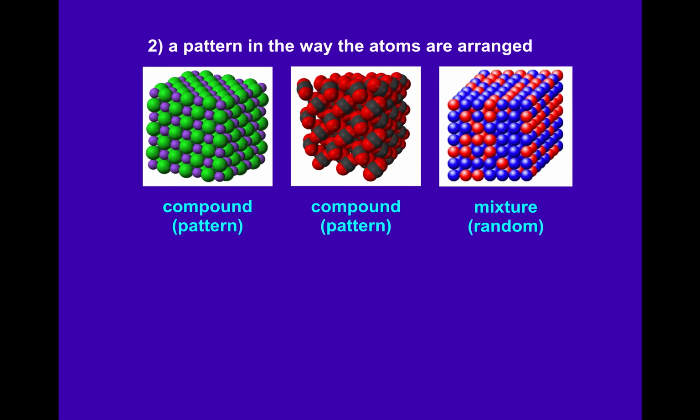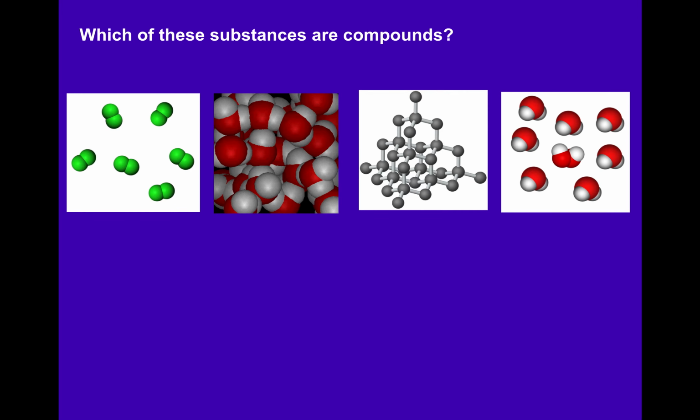But bronze does not have a pattern. It is random. Can you see how all of those little red and green balls are just pretty much random in there? This is what happens when you have 2 metals mixed together. They just mix randomly. And so that would not be a compound. Which of the rest of our examples are compounds? Is chlorine a compound? No, it has only one kind of atom, so it's an element.